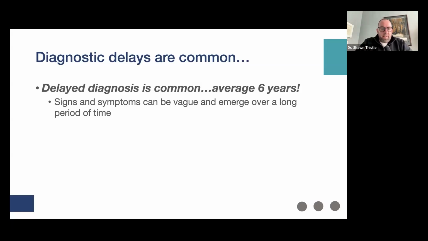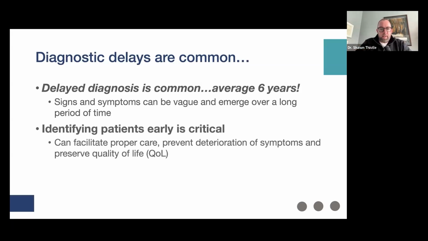So, this diagnostic delay is something that I'm going to circle back to at the end. I really think we can have a strong influence and a big impact in diagnosing this condition early and getting the people to the proper care that they need, or not giving them care that could harm them. And I think that both of those things are equally important for us. So, identifying patients early is critical. It can facilitate proper care management and referral if needed, prevent deterioration of symptoms, and preserve quality of life.